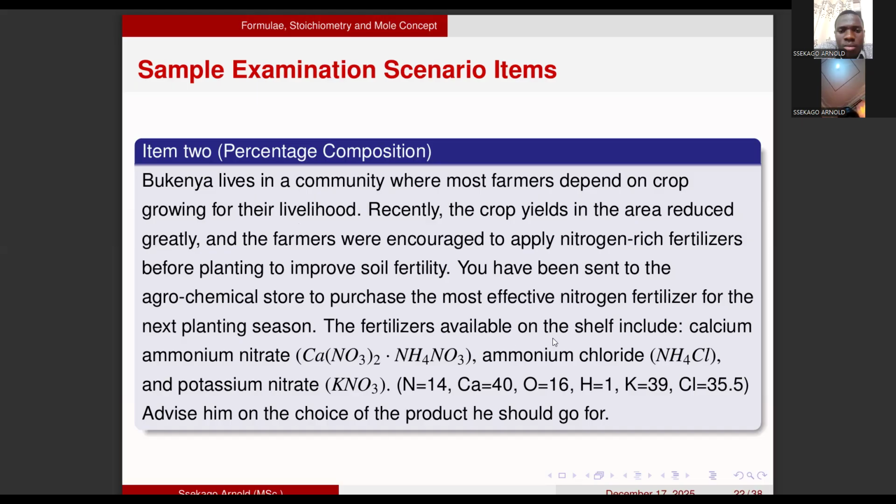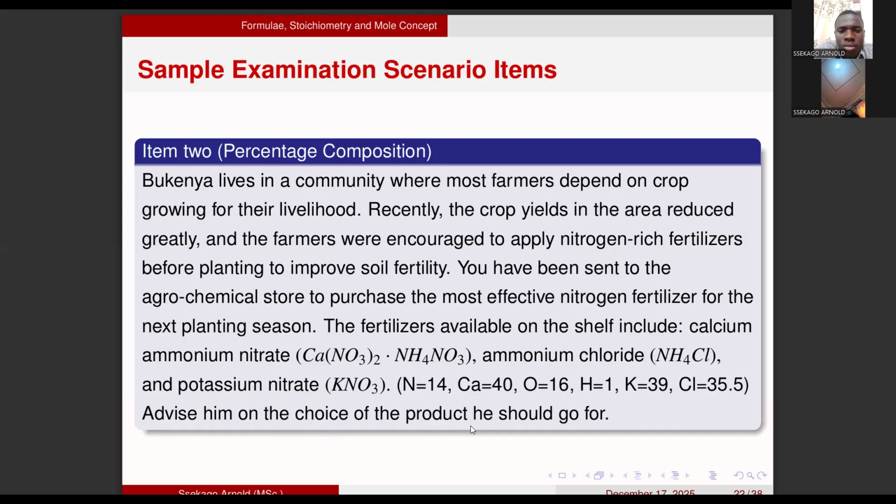The fertilizers available on the shelf include calcium ammonium nitrate, given by this formula. Then you have ammonium sulfate, given by this formula, and potassium nitrate, given by this formula. Then in the brackets, the relative atomic masses of the atoms present within the given fertilizers: capital N is 14, calcium is 40, oxygen is 16, capital H is 1, capital K is 39, and chlorine is 35.5. So the task is to advise him on the choice of product he should go for.